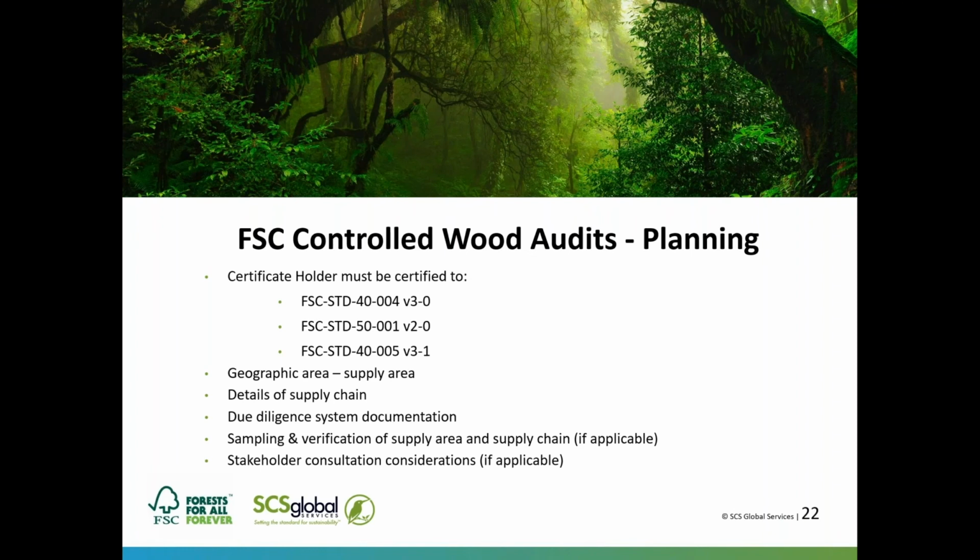So first, geographic area of supply. For each controlled wood evaluation or surveillance audit, we will reach out to certificate holders to collect information to determine the scope of the assessment. And firstly, we need to know information about the geographic area, the tree species, and the type of forest where the trees are harvested. FSC calls this the supply area.